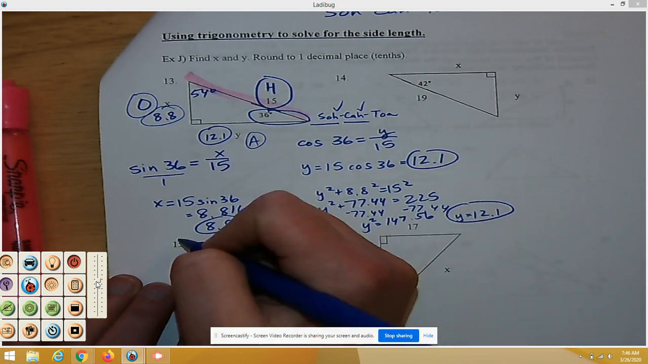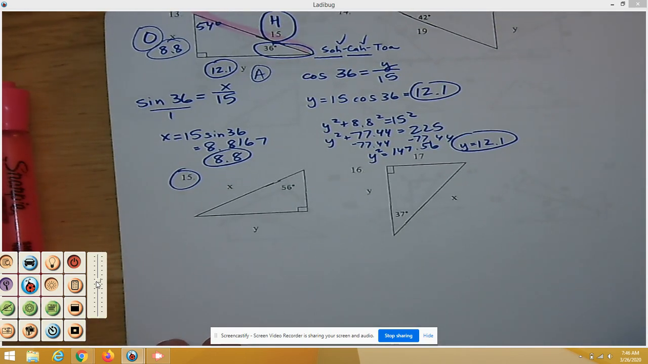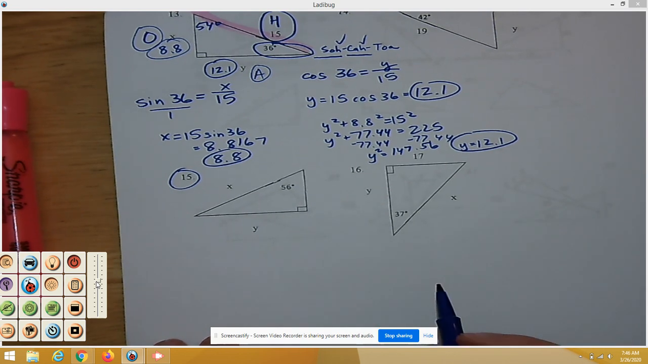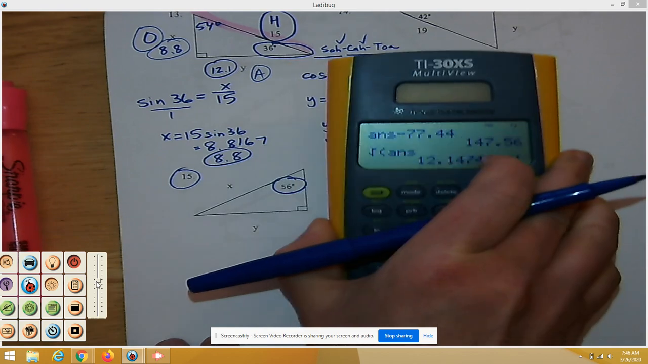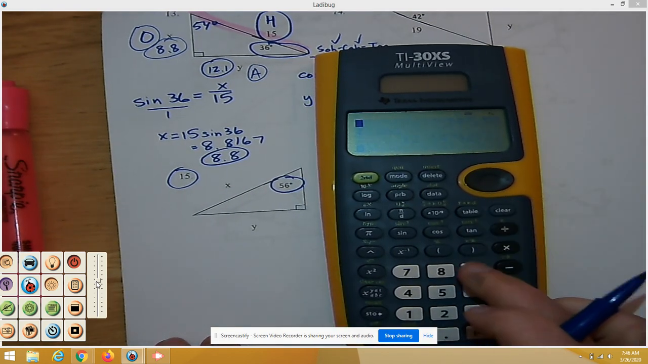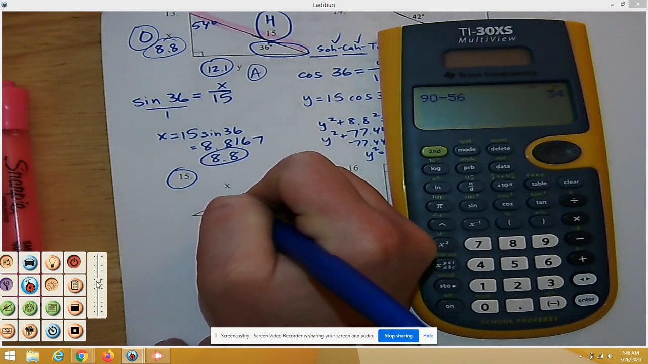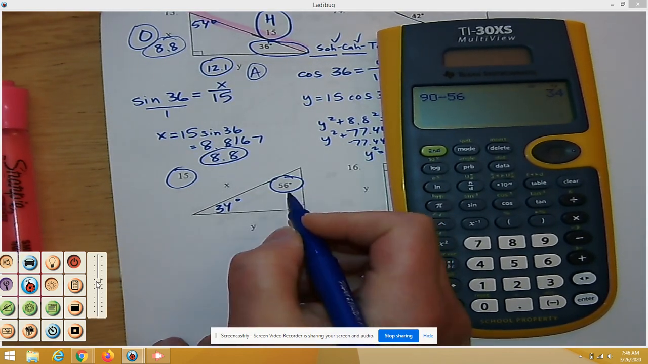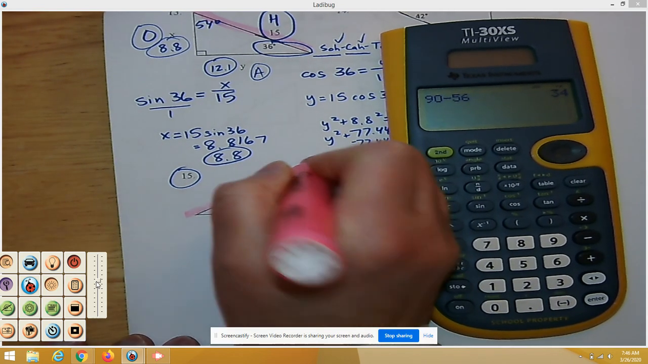All right, so for 15, this one's a little bit different because you're going to be looking for your hypotenuse. So here you have a 56-degree angle. I do want to find the other angle, so I'm going to do 90 minus 56, and I get 34 degrees. Okay, but I'm going to use this as my reference angle. So I'm going to highlight my hypotenuse.